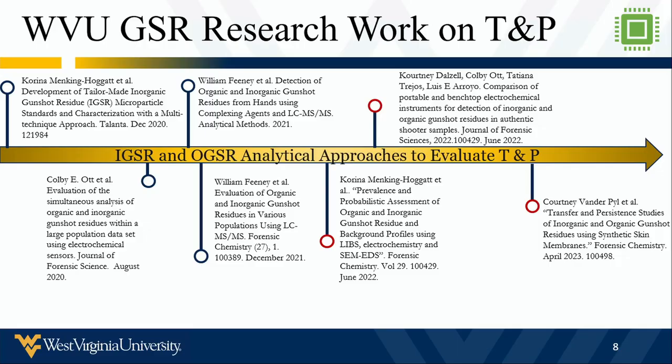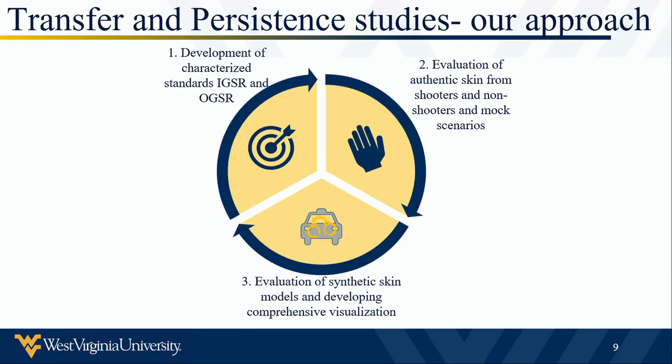So this is a list of the recent publications that we have published regarding our work in transfer and persistence since the year 2020 all the way to 2023 to give you some background information. With this, the idea is that we can plan and design a transfer and persistence study, and this is the way that we do it. We have developed and characterized standards both in inorganic and organic GSR. We have evaluated authentic skin from shooters and non-shooters, and we have created mock scenarios. And third, we have evaluated the synthetic skin models and developed comprehensive visualization tools, as we're going to see later during the presentation.